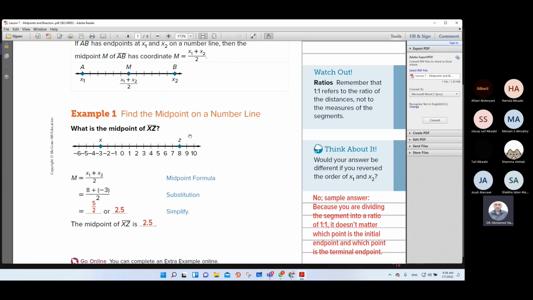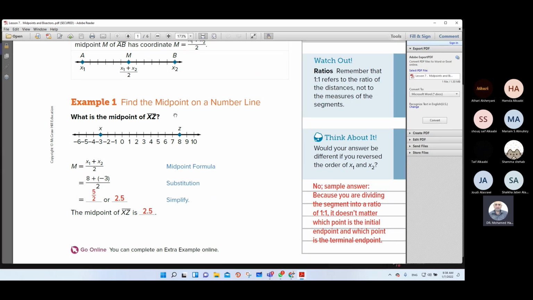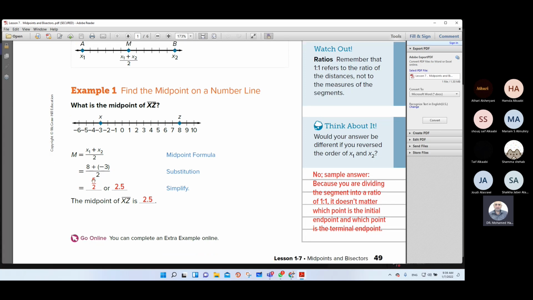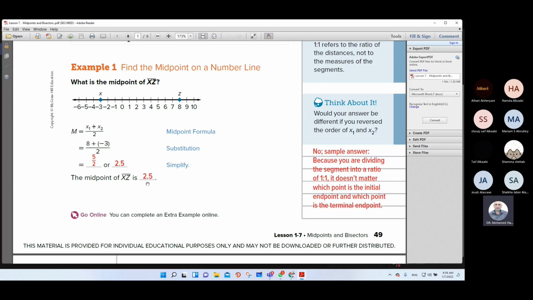For example, find the midpoint on a number line. What is the midpoint of the segment XZ? You have X here and Z here, and we want to find the midpoint. So where is the midpoint? At first, write the formula, M equals x1 plus x2 divided by 2. So x1 here is 8, plus x2, negative 3, divided by 2. So 8 plus negative 3 is 5 over 2, which means 2.5. So the midpoint will be 2.5, here in this case.